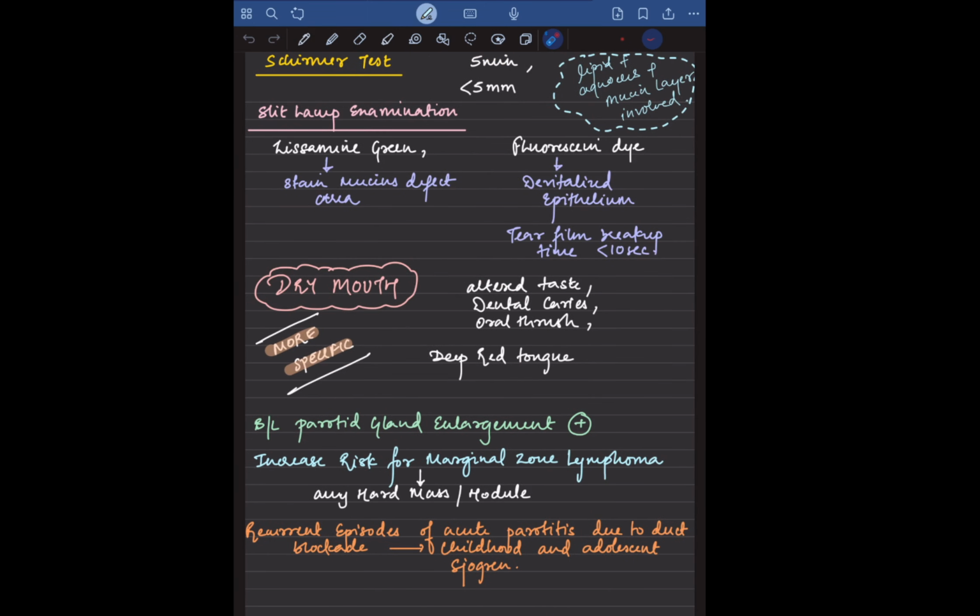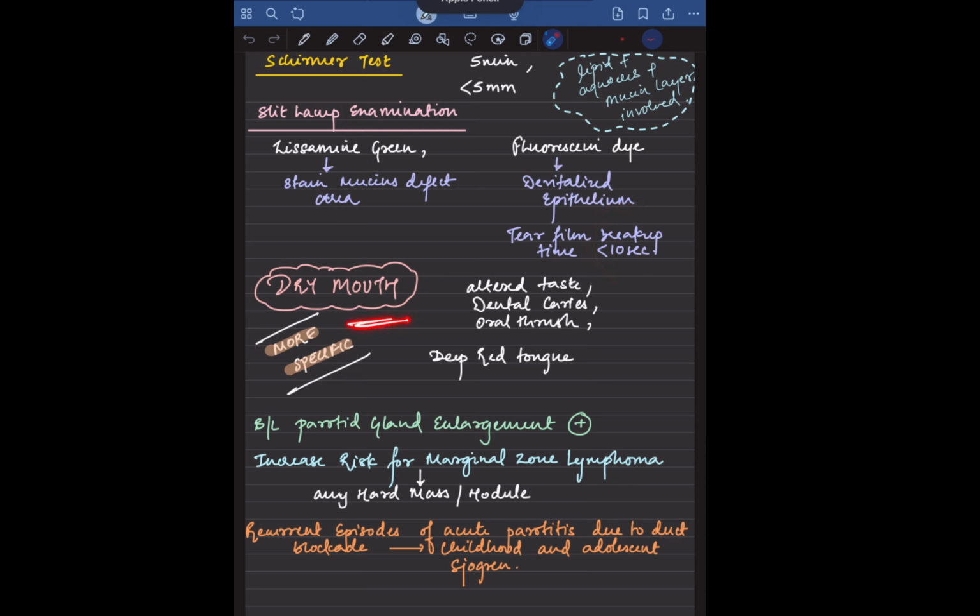And yes, we do the Schirmer's test, we are aware of that. Then we have the Lissamine green stain, so that we can stain the mucin defect areas. Okay, and there is devitalized epithelium also. Fluorescent dye shows the devitalized epithelium, and the tear film breakup time should be less than 10 seconds.